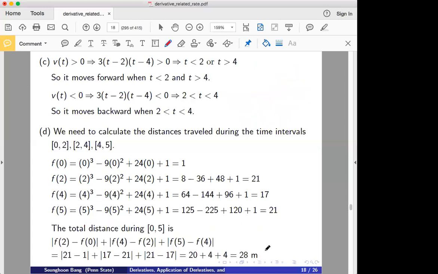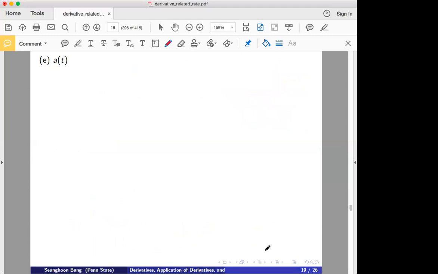So like this, 28. The next one, what is a of t? The second derivative. The second derivative is like velocity prime. The velocity from problem A is 3t squared minus 18t plus 24, prime. You can calculate 6t minus 18. We have it. A of 4 is 6 times 4 minus 18, which is 6 meters per square second. It's the acceleration at time t equals 4.